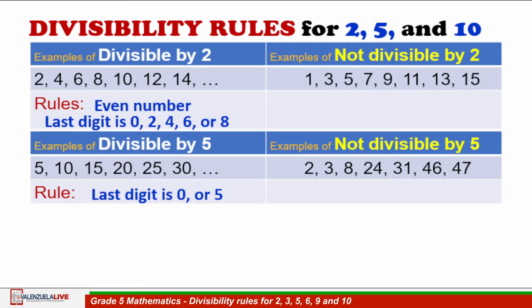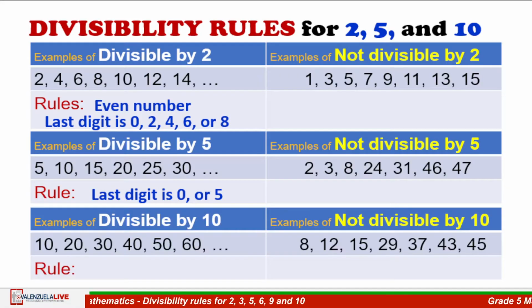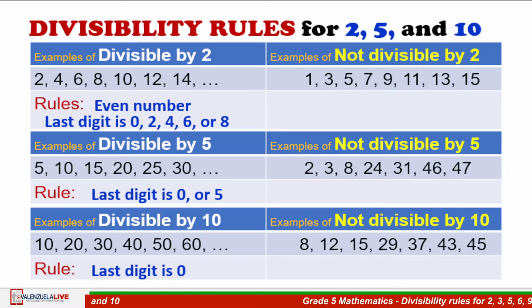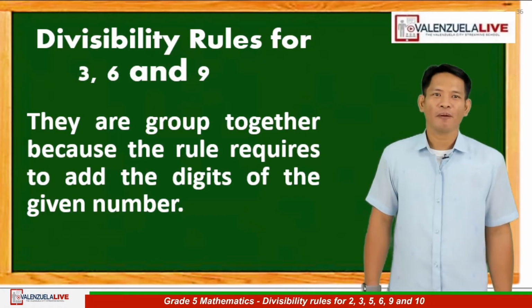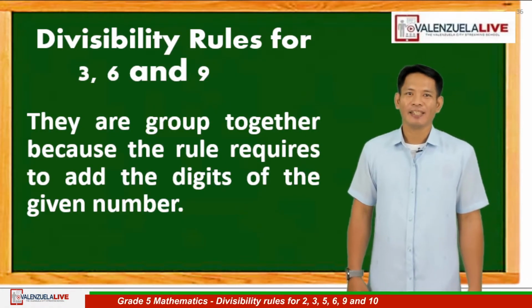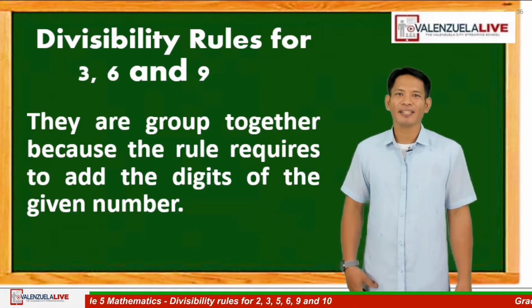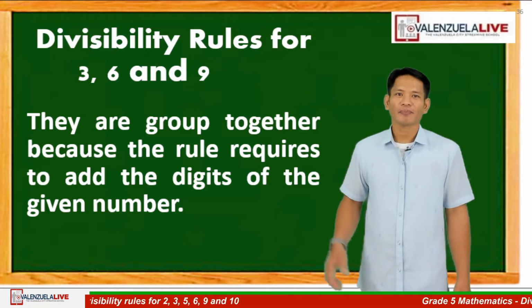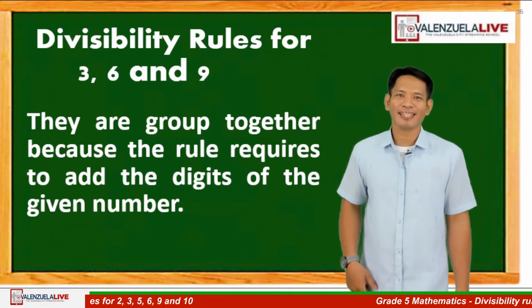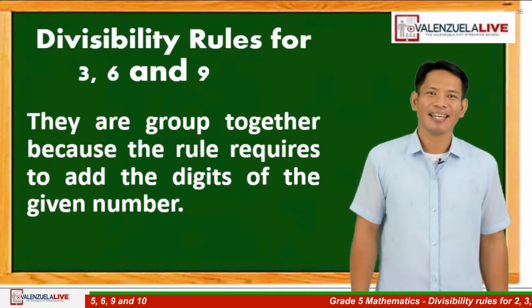How about the divisibility rule for 10? A number is divisible by 10. Based from the given examples, a number is divisible by 10 if the last digit is 0. Okay. So we are done with the divisibility rule for 2, 5, and 10. Let's proceed to another set of divisibility rules. And this time, we have the divisibility rules for 3, 6, and 9.